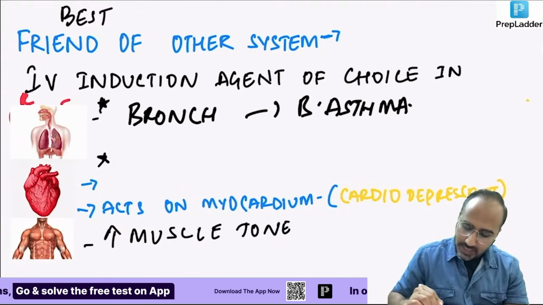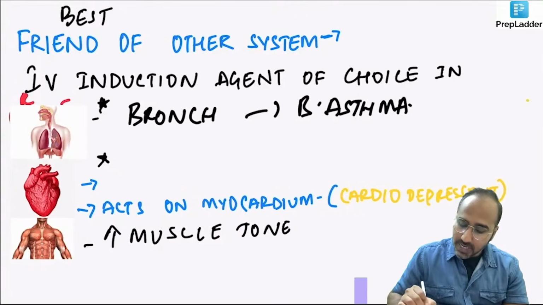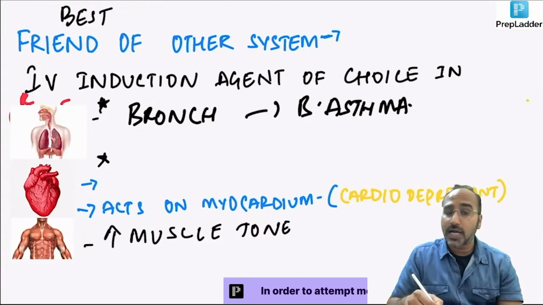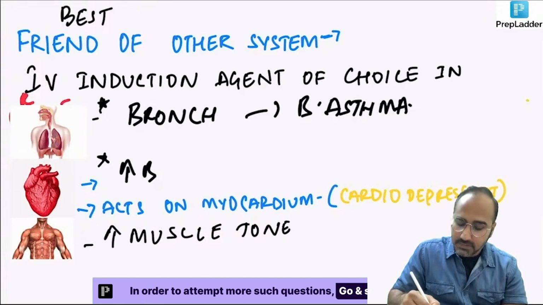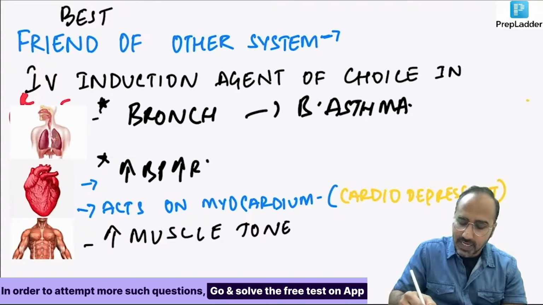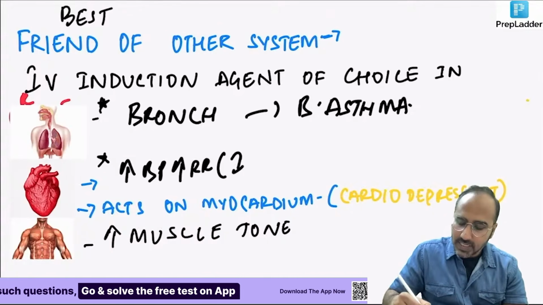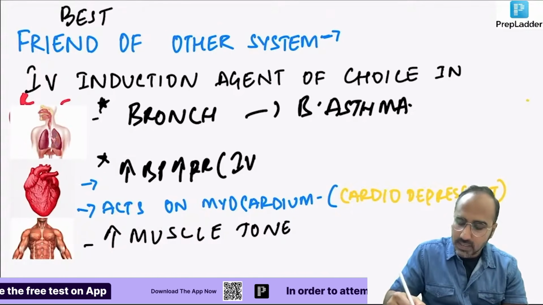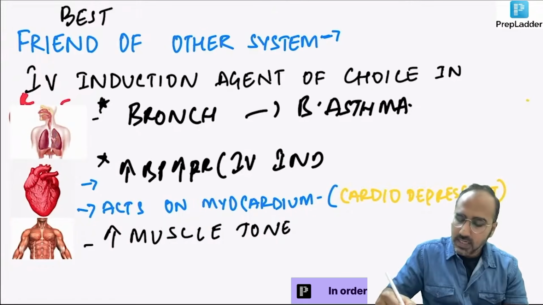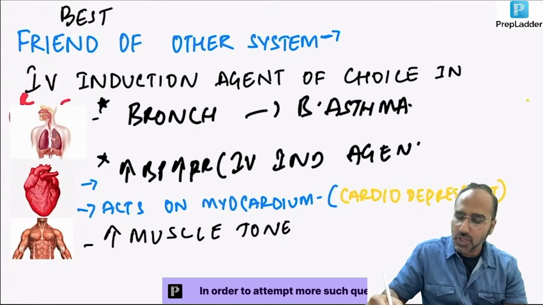Next, ketamine acts on the myocardium. What does it do to the cardiovascular system? It increases the BP as well as pulse rate. Hence, it is the IV induction agent of choice in shock.